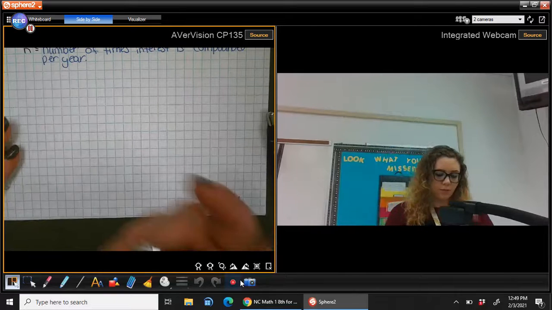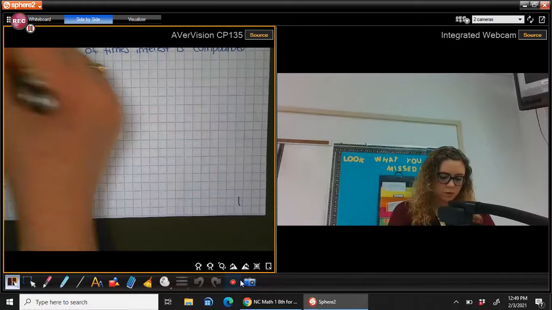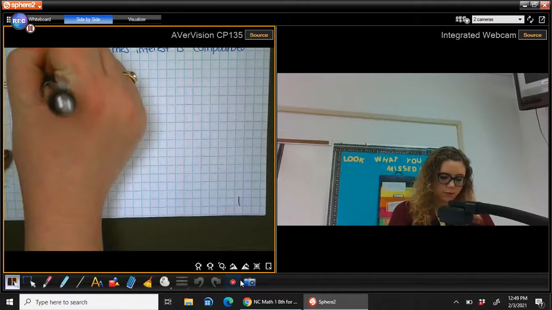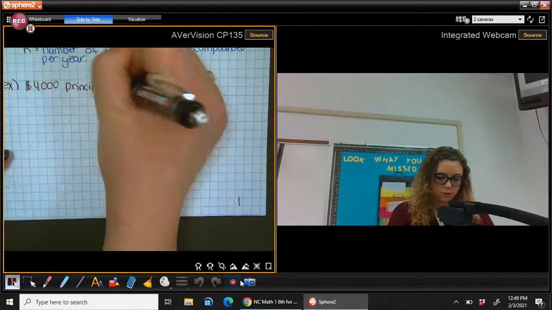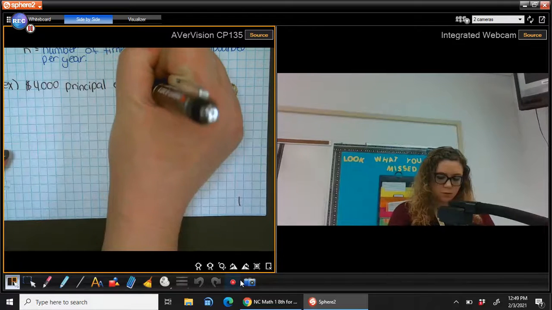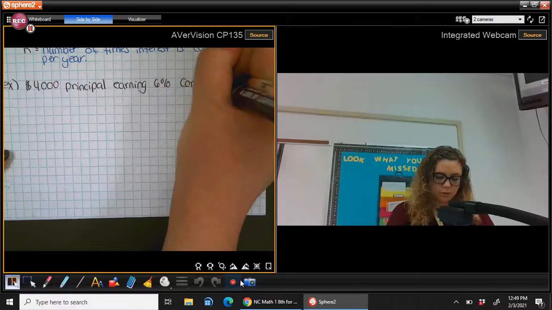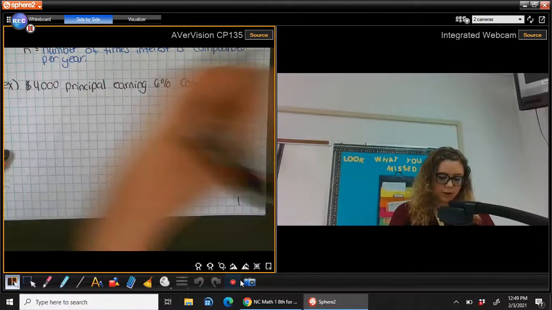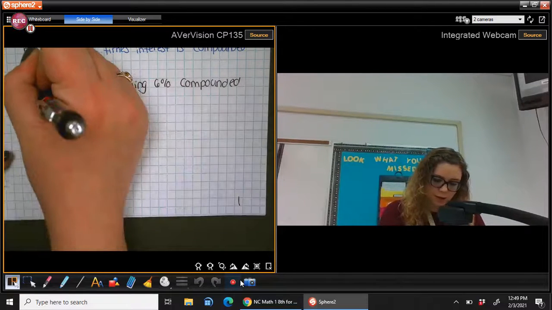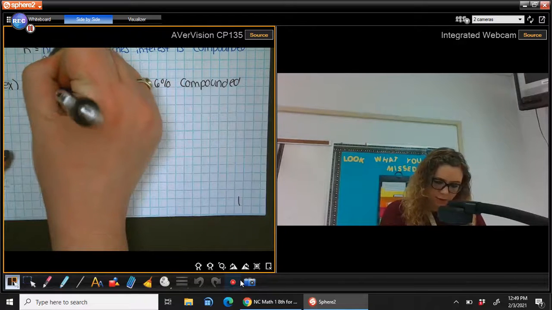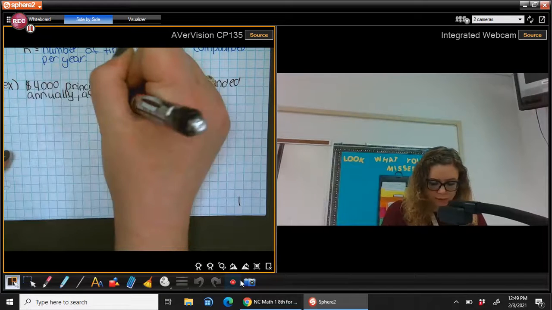Okay, third example. You have 4,000 principal earning 6% compounded annually. Now, this word problem would look a whole lot fancier, have more words in it, but I don't feel like writing all of that, and I know you don't either. And as long as you can pick out the main parts, that's really all that matters.